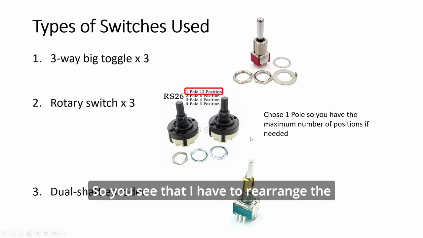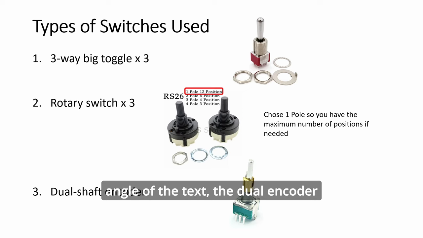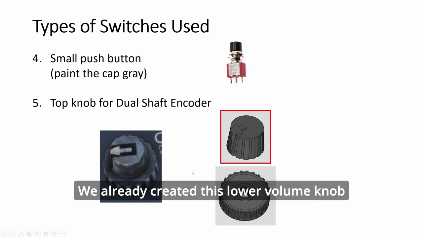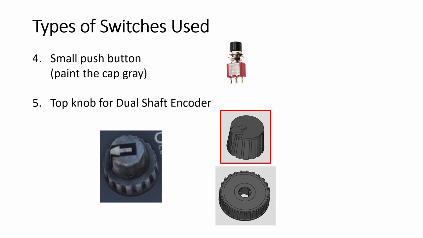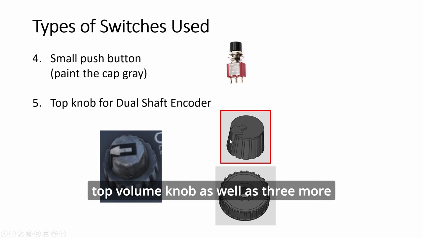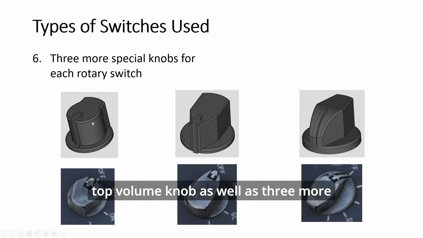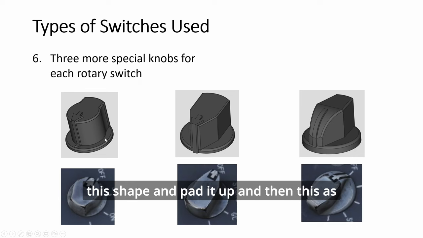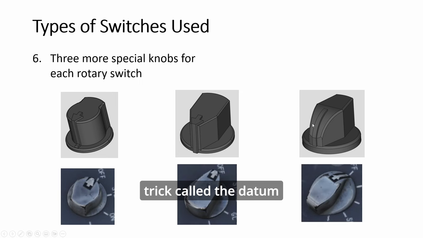So you'll see that I have to rearrange the angle of the text, the dual encoder buttons, and we have to create a couple of knobs this time. We already created this lower volume knob in the previous video. So this time we're going to create this top volume knob, as well as three more special knobs. Okay, in the order of difficulty, this is the easiest. Just know how to draw this shape and pad it up, and then this as well, and then this one needs some special trick called the datum plane, which I'll demonstrate.